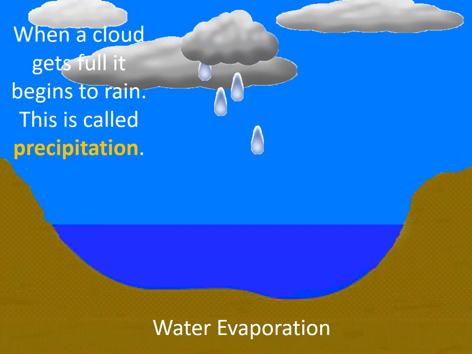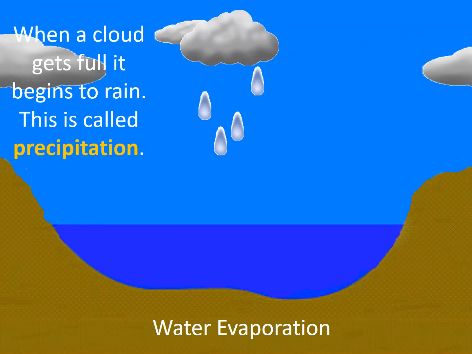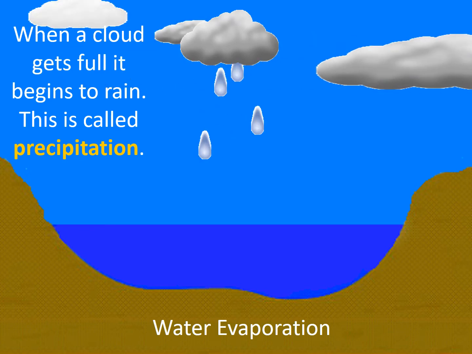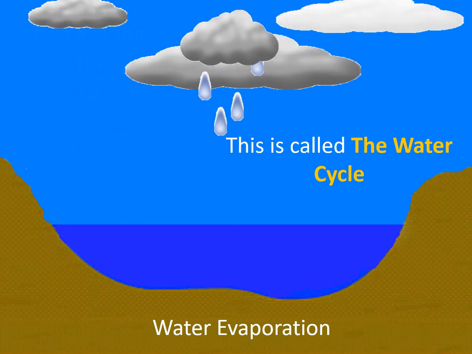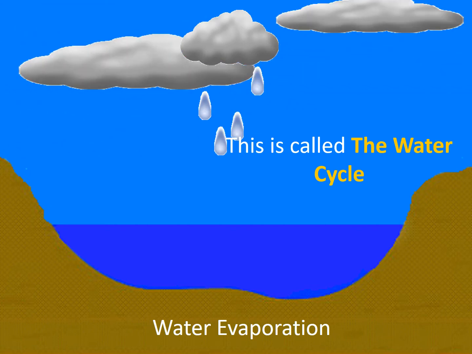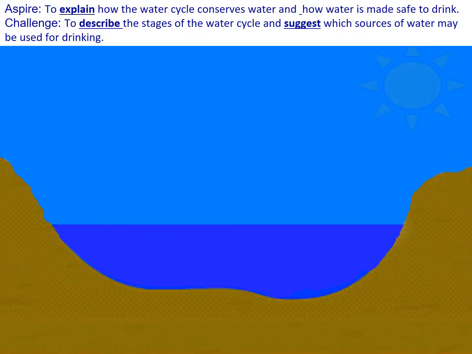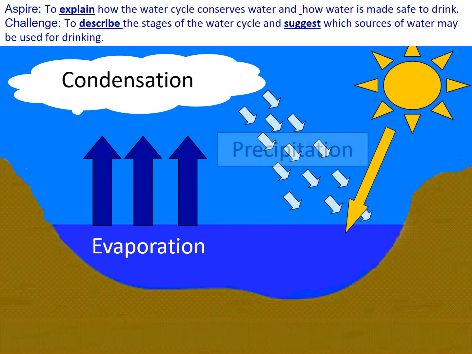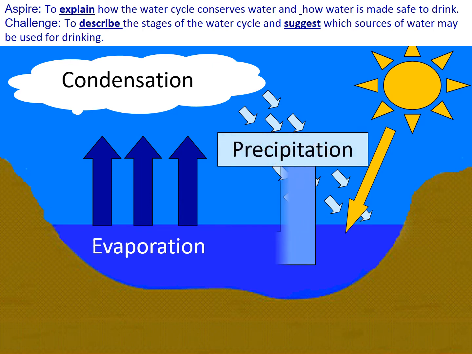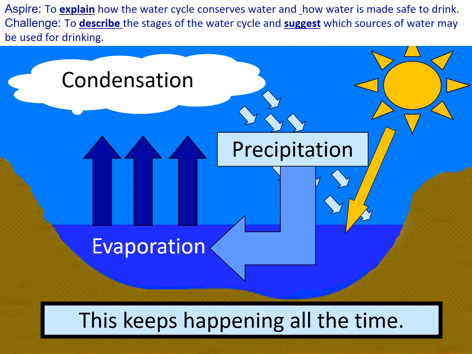The next stage is when a cloud gets full, it begins to rain, or hail, or sleet, or snow. And this process is called precipitation. And altogether, those stages make up the water cycle. And we can show it very easily in a diagram like this. And this keeps happening all the time. It's a continuous process.